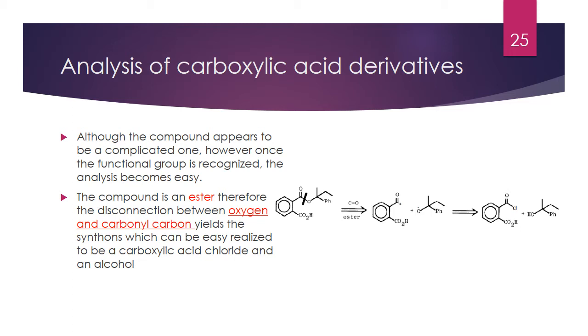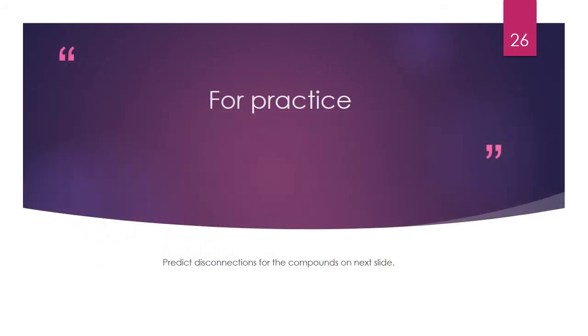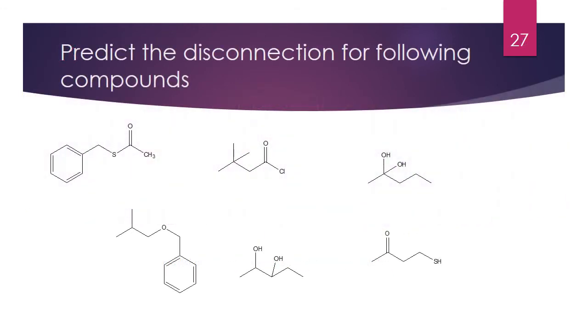This should be the first step of synthesis. By reaction of this benzyl chloride with this alcohol, we'll get this ester, and this ester should be yielded in good yields, right? For practice, you have to predict the disconnection. These are different compounds given, and by seeing these disconnections, you have to predict how you are going to make these compounds.